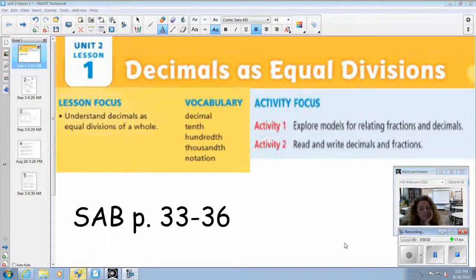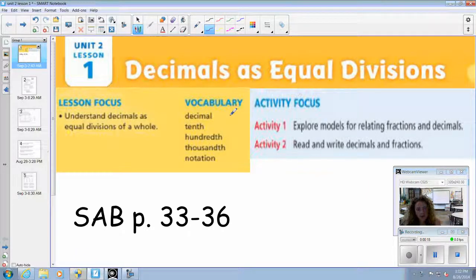Hey guys, this is Unit 2, Lesson 1. We're going to be working with decimals as they relate to division. So, some vocabulary. A decimal is just when we have a number that has a decimal place, right? So we have a whole number, and then we have a decimal place, and then there's something that comes after that.